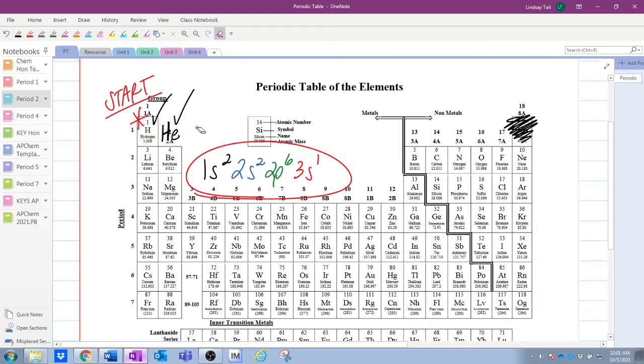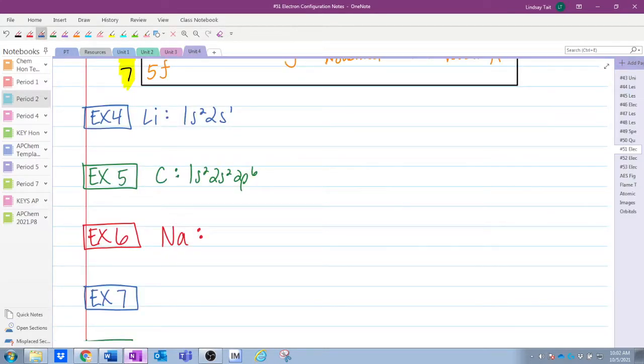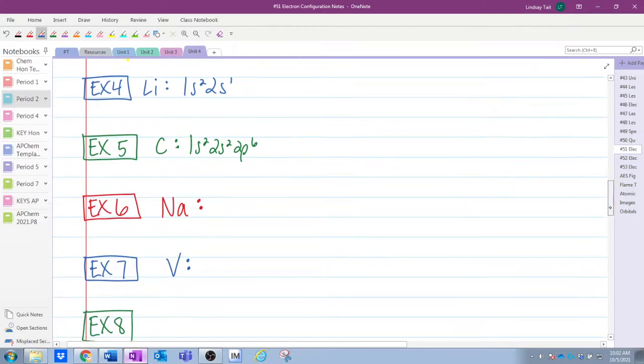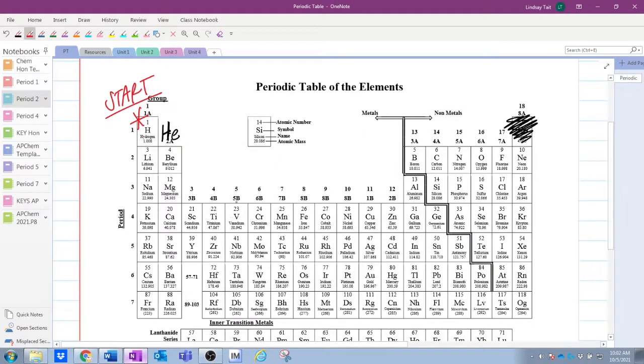Resetting for another one. Okay, here we go. Next one is going to be, I'm not going to write that down. You guys have it. Vanadium, V. Okay. All right, here we go. Vanadium is right here. Start at the beginning. What should I write for that whole first row? 1s2, guys. If your first row is filled, it's always 1s2.